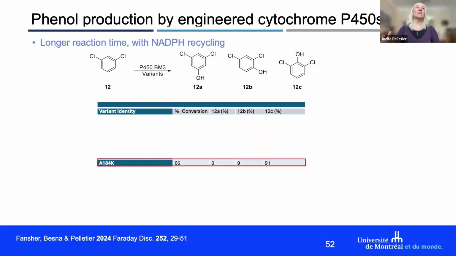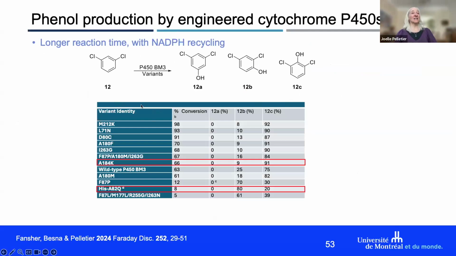So what about looking at longer reaction times with NADPH recycling? Can this actually be of any use? So can we look at phenol production by engineered cytochrome P450s? So this is our dichlorobenzene here, which becomes dichlorophenol. And one particular point substituted variant was particularly successful in producing the compound 12C. But if we look through our panel, we see that we can also get some variation in the product scope.